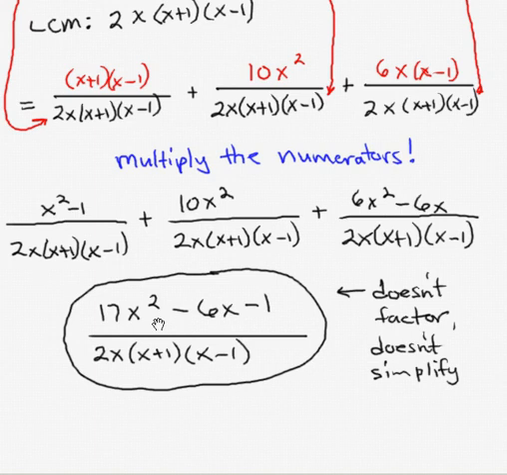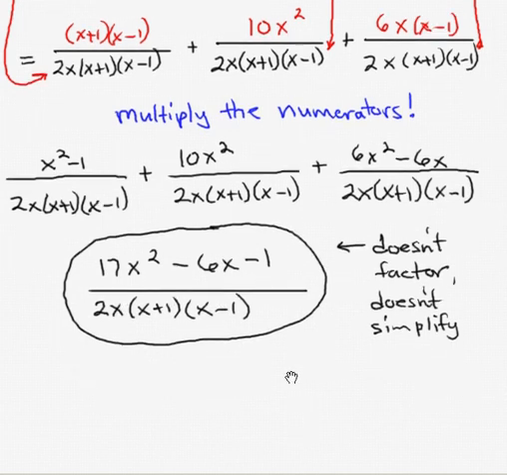My numerator does not factor. You can try trial and error all you wish with all the combinations of 1 and 17 and 1 and 1. You will not do the outsides insides and end up with a negative 6. Since my numerator will not factor, I know that my rational expression will not reduce or simplify any further.